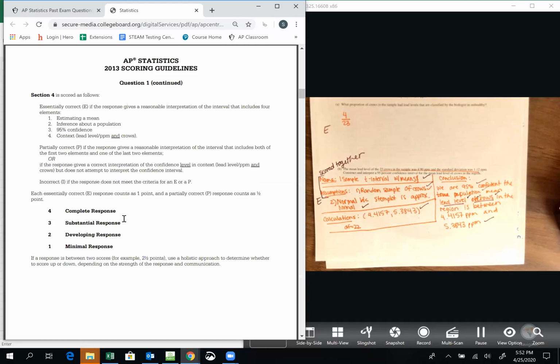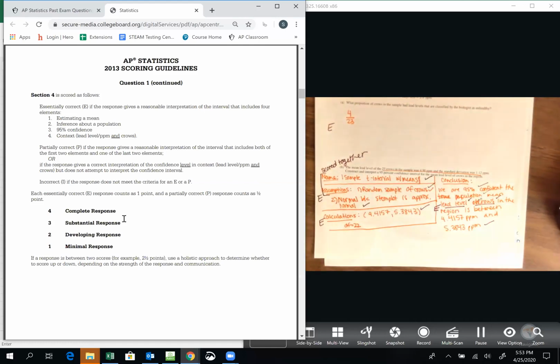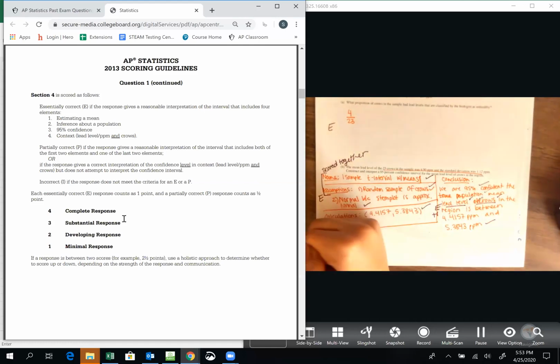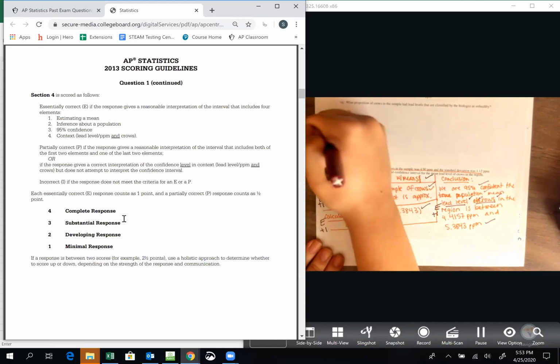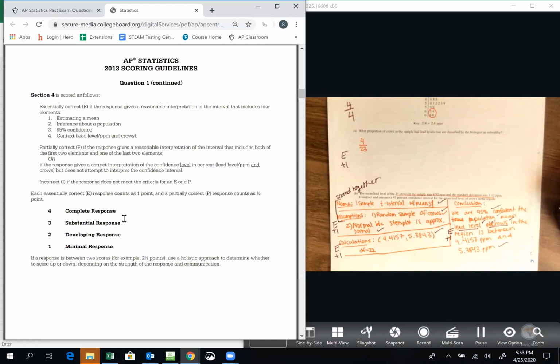Partially correct, the response gives a reasonable interpretation of the interval that includes both of the first 2 elements and 1 of the last 2 elements. Or if you did the confidence level. Don't do the confidence level unless they explicitly tell you to do the confidence level. You don't care for it. Oh, yet again, another one that's 1 point for each essentially correct, half a point for every partially correct, and 0 points obviously for incorrect. You add it up to get your score. It's a very convenient way to score it.